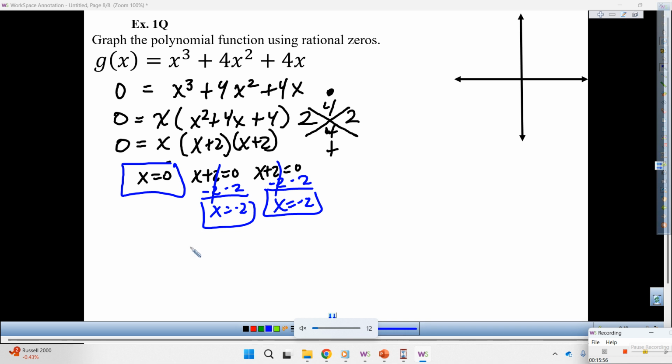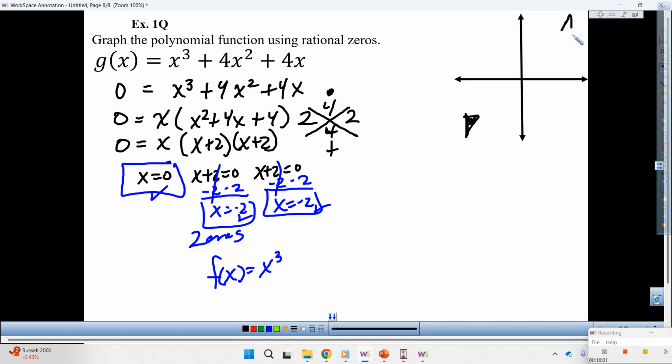So if you look at it, these are our zeros. How many x's do you see, everyone? 1, 2, 3. So it comes from what? f of x equals x cubed, the parent function. So where do we start and where do we end, Sammy? Three and 1. So 3 and 1. And then we put our zeros there. We got x equals 0 right in the center. x equals negative 2. But there's 2 of them.